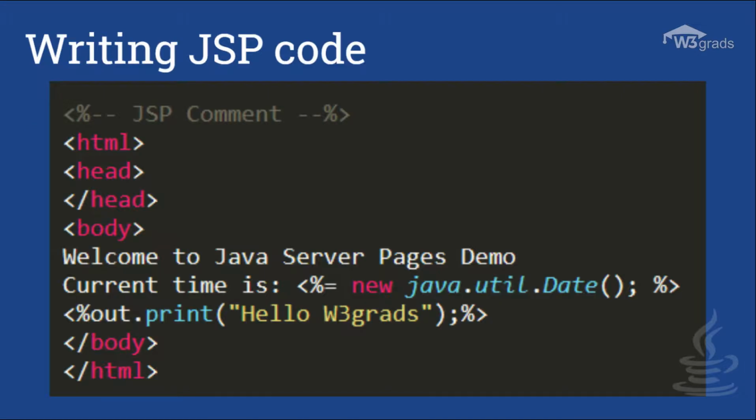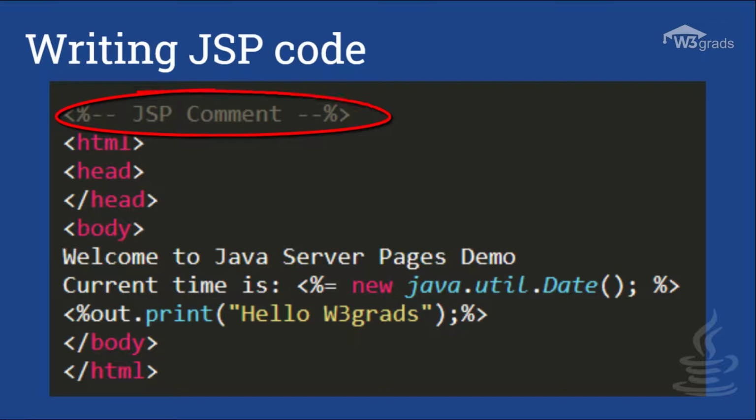What differentiates JSP from HTML is the ability to use Java code inside HTML. In JSP, you can embed Java code in HTML using JSP tags. For example, every time you run this code in the image, it would display the current time and hello W3 grads. That is what makes this code dynamic. Let us understand the code written in the image.